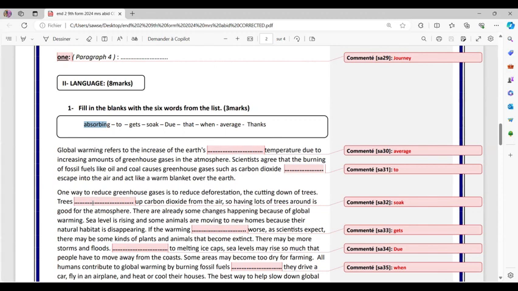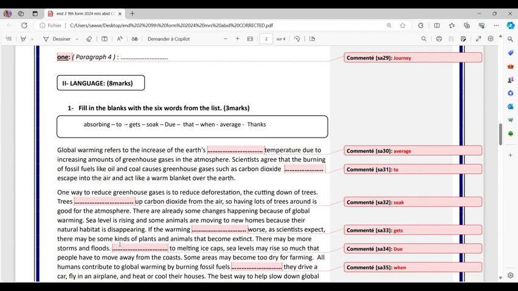Now, if the warming gets worse, here is a conditional, and of course he used the present here because the warming, singular, takes an S. And what's the meaning of if the warming gets worse? It means if the situation gets bad. As scientists expect, there may be some kinds of plants and animals that become extinct. There may be more storms and floods. And I have a full stop. So please notice the full stop.